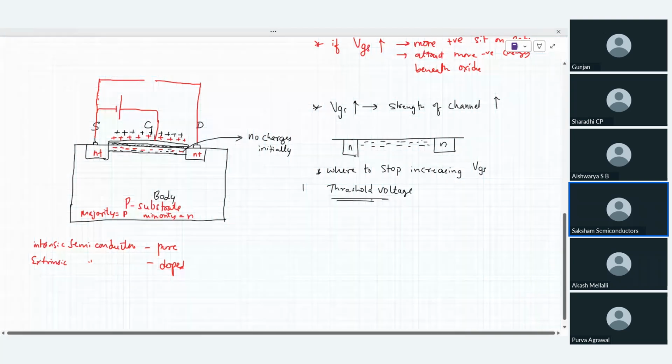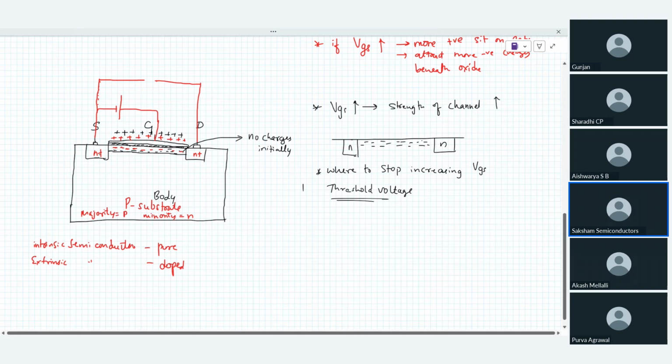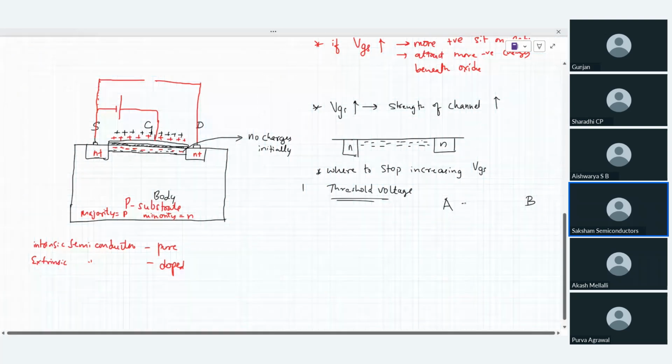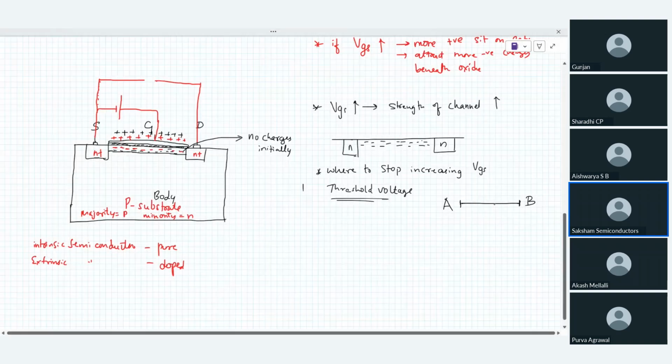That means, basically, the channel is going to act as a bridge between source and drain. So let's say that you are constructing a bridge between point A and B. And you stop constructing the bridge when you feel that the bridge has been constructed properly with all the strength, and now your vehicles can move from A to B. That is when you stop constructing the bridge. Otherwise, you keep on constructing the bridge, right? So here also it is the same thing.